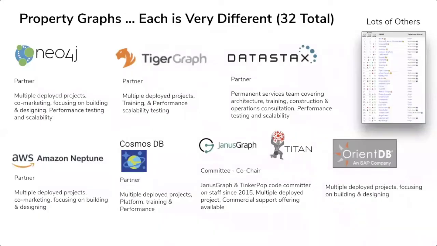So each of these property graphs is different and usually can be optimized for your particular need. We've done work with several of these with a litany of referenceable customers. So lining up your particular needs against what each of these vendors has to offer is really a matching situation. Next slide.